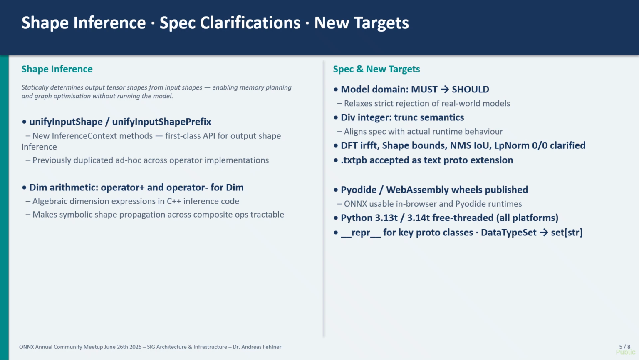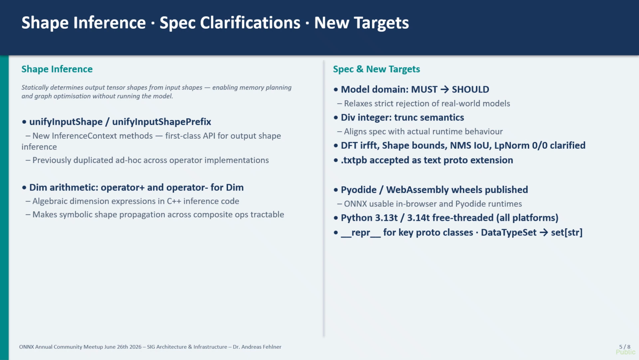We also improved shape inference. We added 2 new API methods for unifying input shapes, which provide a proper first-class interface for output shape inference. Previously, this logic was duplicated in an ad hoc way across many operator implementations. We also added algebraic dimension arithmetic in C++. So you can now add and subtract dimension expressions directly in code. This makes symbolic shape propagation across composite operators much more tractable.